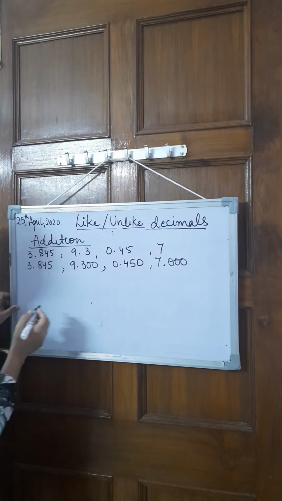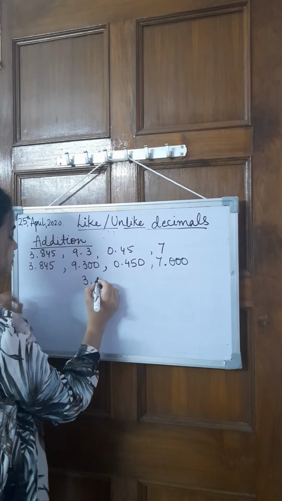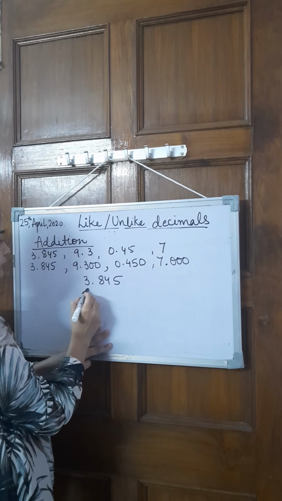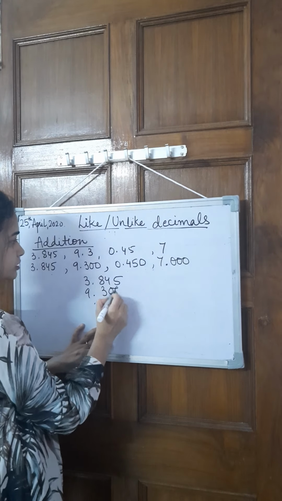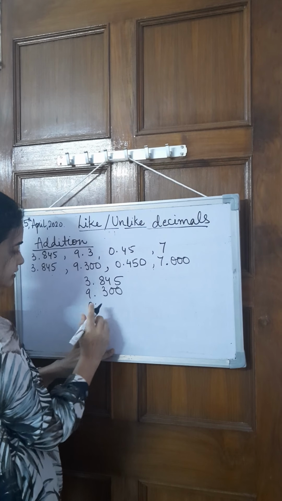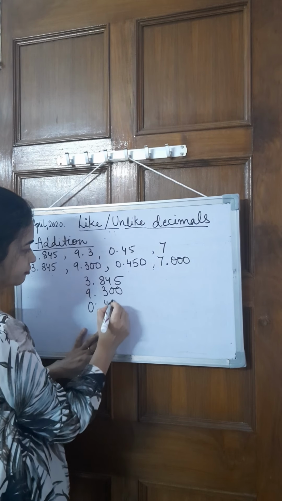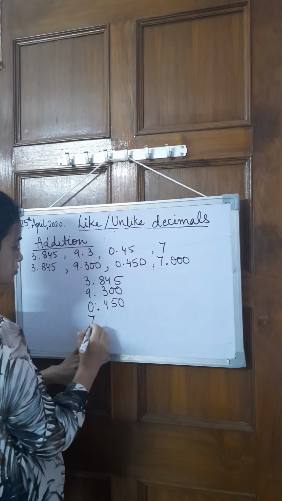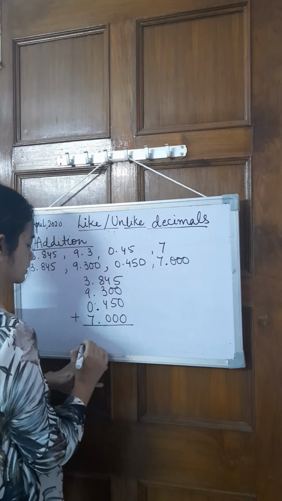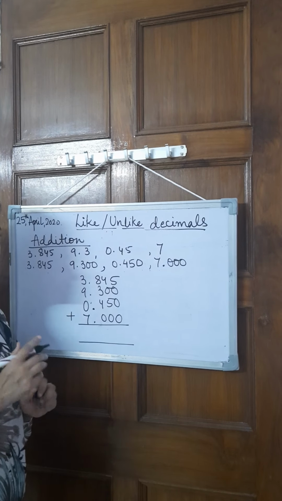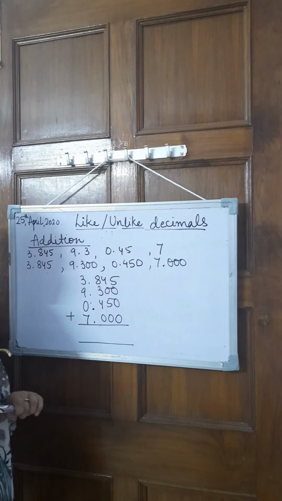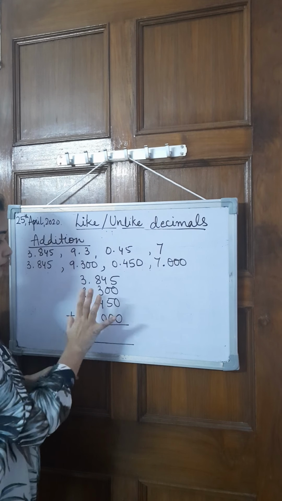Now add them. So this is 3.845, then 9.300. Now the third number, 0.450. And 7.000. This is very important. Again I am saying, the only mistake that you people make in addition is that you do not write these places correctly. So whenever you do so, it is very important to write them correctly.